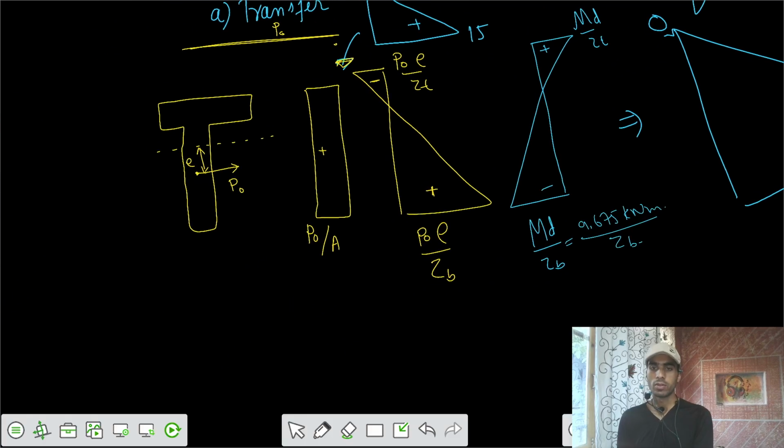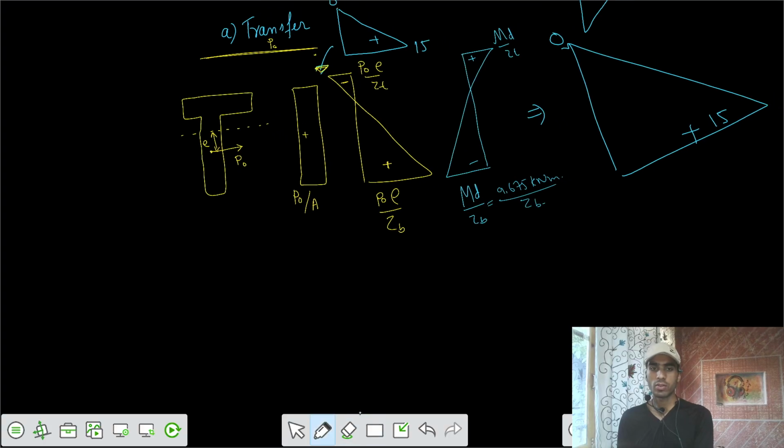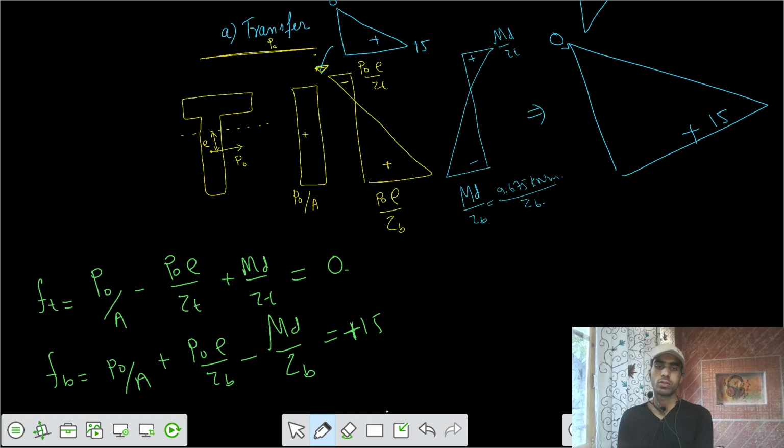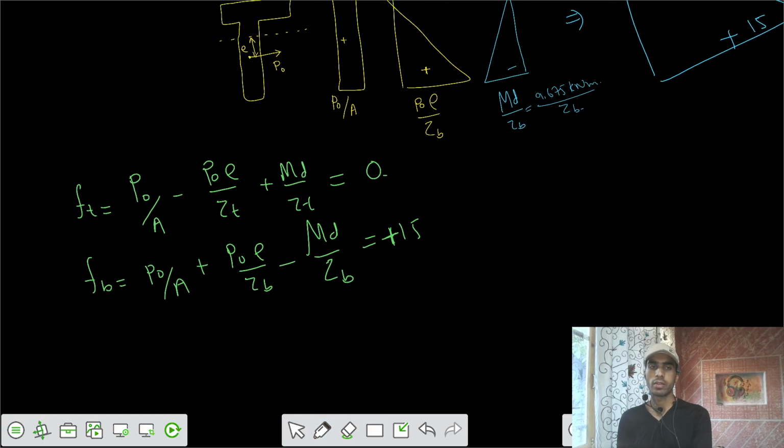I would say the first condition is that the stress at the top is equal to P naught by A, minus P naught E by Z top, plus M dead by Z top, equals 0. And the second condition is that F at the bottom is equal to P naught by A plus P naught E by Z bottom, minus M dead by Z bottom. That should be equal to plus 15, that is concrete compression 15. So based on these, we have to get the value of P and E.